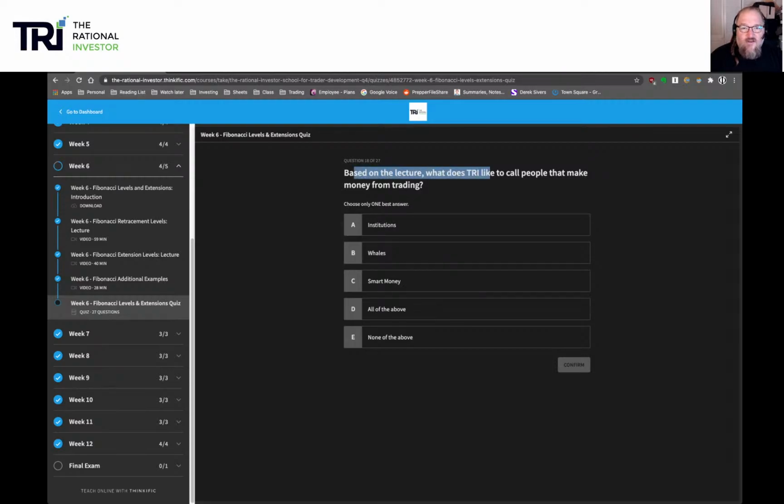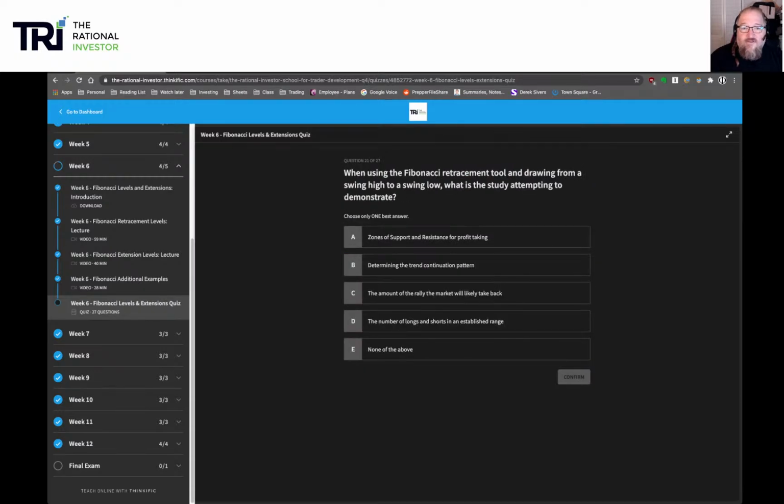All right. Based on the lecture, what does TRI like to call people that make money from trading? What do they call them? Institutions, whales, smart money, all of the above. And then Fibonacci levels can be used to determine critical points in a chart that cause an asset's price to reverse. The Fibonacci retracement tool can be used to identify possible areas of support and resistance.